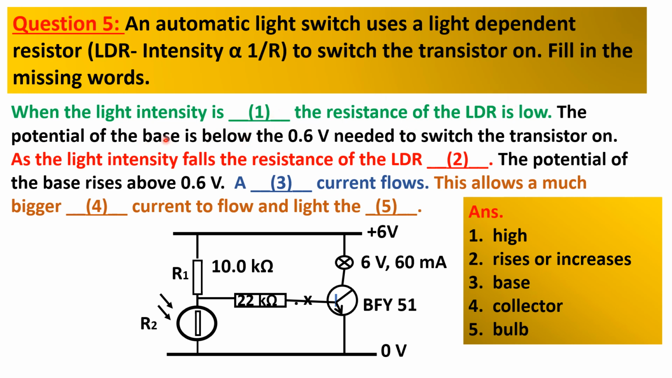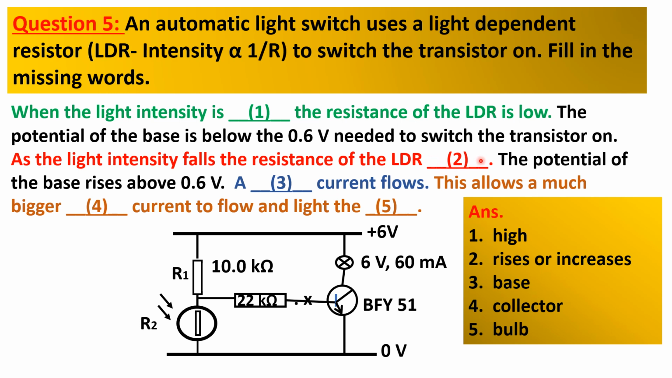The potential of the base is below 0.6 volts needed to switch the transistor on. As the light intensity falls, the resistance of the LDR, blank. So the correct answer for number 2 is rises or increases. At low intensity, the resistance of the LDR should be high. That's why our answer for number 2 is rises or increases.